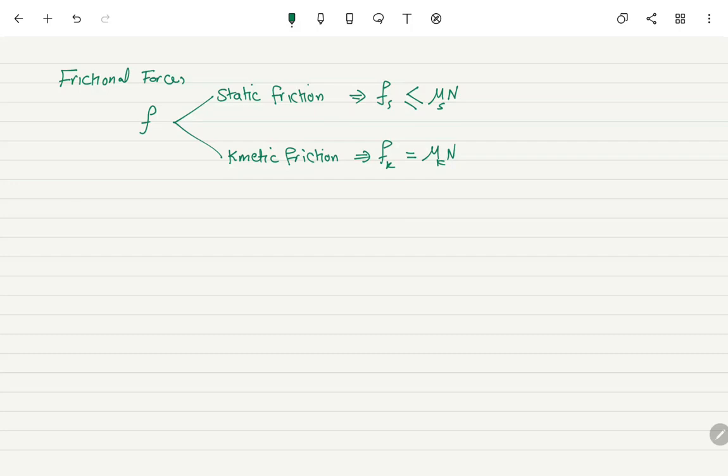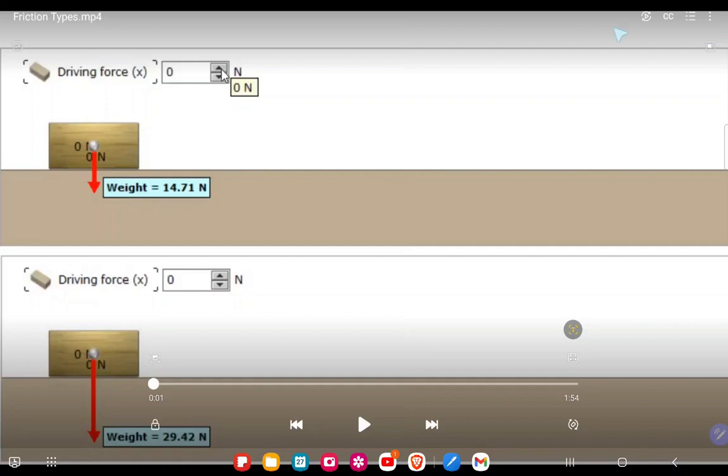Now let's start with static friction, Fs. Static friction exists as long as the object is not moving, until we feel that the object is about to move. Then the static friction is converted into kinetic friction. Let's have this model. As we can see here, an object with weight 14.7 newtons, and the driving force is 0, which means the object is not moving at all. The surface here is rough.